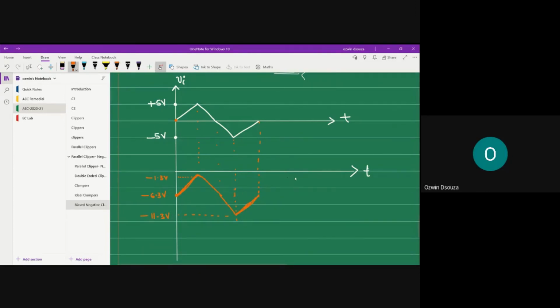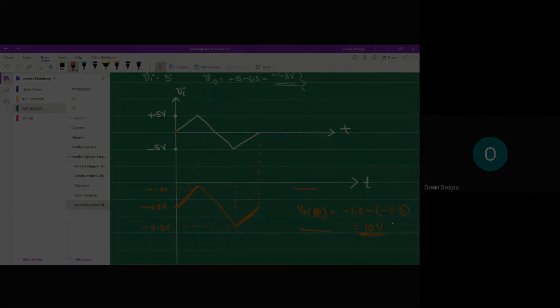Okay, so that's your output. And peak-to-peak value, if you want to calculate, you can calculate in this manner. V naught peak-to-peak is equal to the positive peak, which is minus 1.3, minus the negative peak, that is minus 11.3. So 11.3 minus 1.3, that is 10 volts. Okay, so this is your output for the negative clamper.